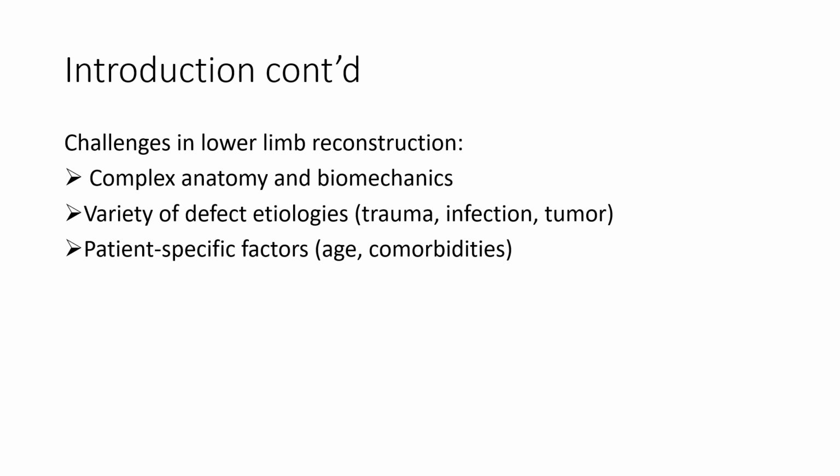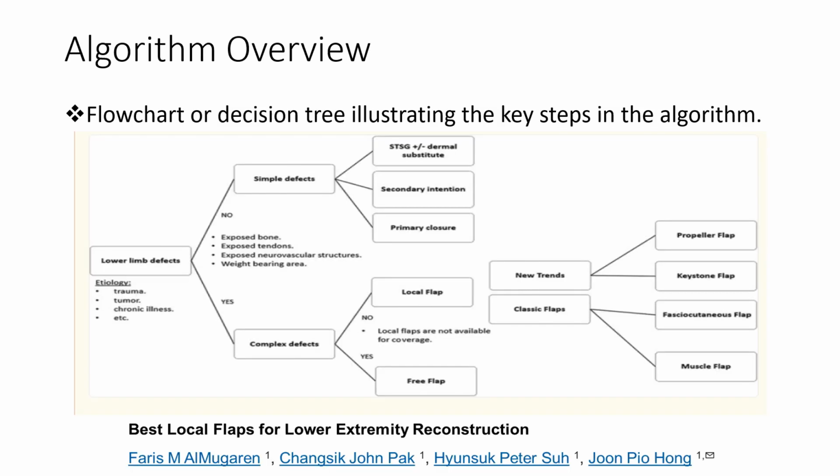And we should also take into consideration the presence of patient-specific factors, specifically the age of the patient, the presence of comorbidities, their ability or financial status, and also their activity, whether they are engaged in sport activities, or whether they are daily laborers. These are part of the challenge that we face as a surgeon when we are dealing with soft tissue reconstruction of the lower limb.